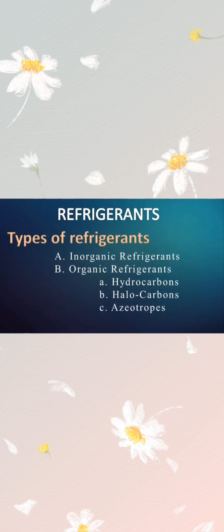Refrigerants are classified as inorganic and organic refrigerants. Inorganic refrigerants are ammonia, carbon dioxide, etc. Organic refrigerants are hydrocarbons, halocarbons, and azeotropes. Refrigerants are also classified as primary and secondary refrigerants. Let's see one by one.